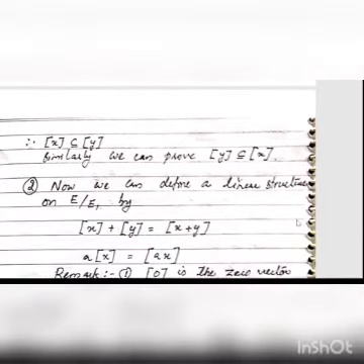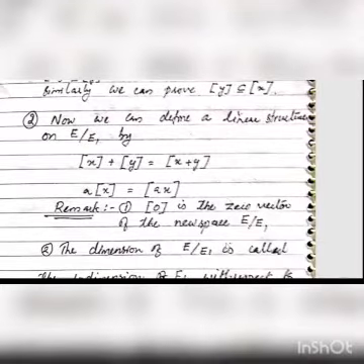Now we define a linear structure on E by E1 by coset addition, that is, the coset of x plus the coset of y is equal to the coset of x plus y, and a times the coset of x is equal to the coset of ax. As a remark, the coset of 0 is the zero vector of the new space E by E1.